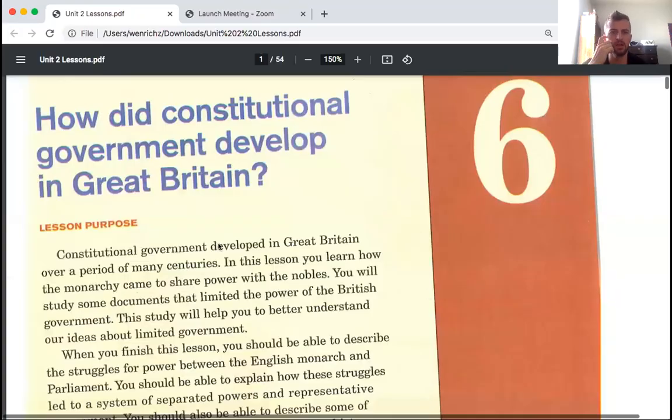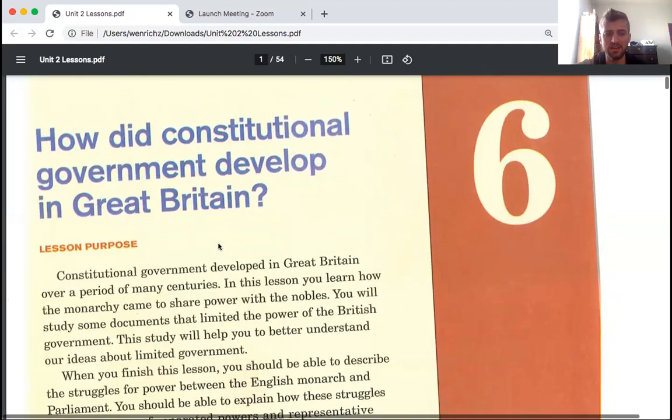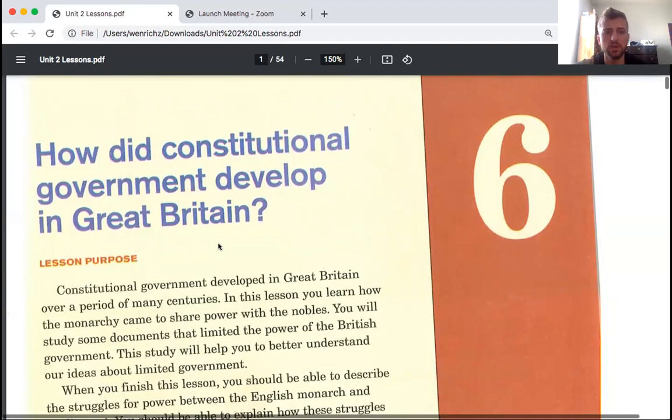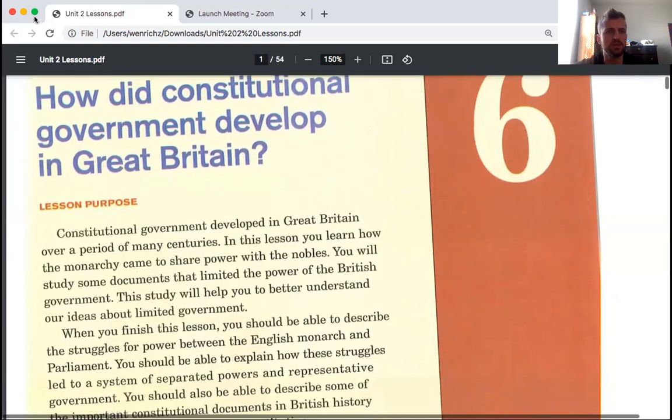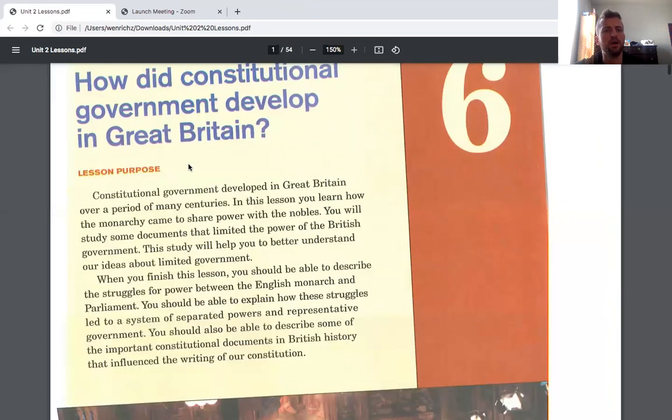I'm going to share my screen. And once you see my screen, you should see that the lesson question for Lesson 6 in Unit 2 is: how did constitutional government develop in Great Britain? So let's just get to it. Here we go. Constitutional government developed in Great Britain over a period of many centuries.